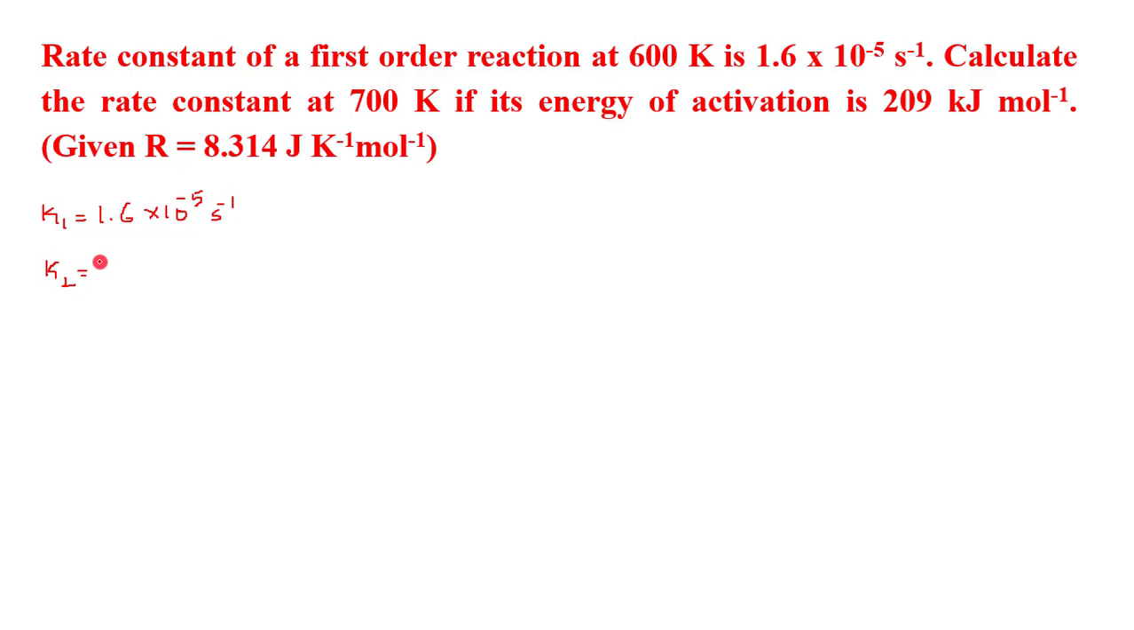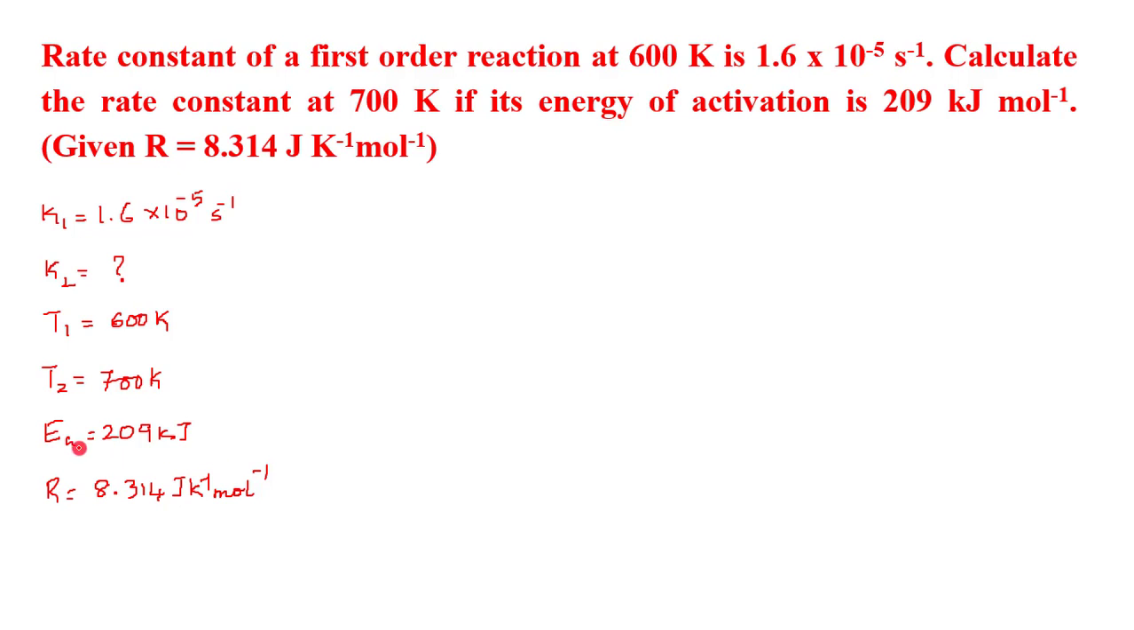K2 has to be calculated. T1 is given, 600 Kelvin, and T2 is given, 700 Kelvin. EA value is given, 209 kilojoule, and the R value is 8.314 joule per Kelvin per mole.